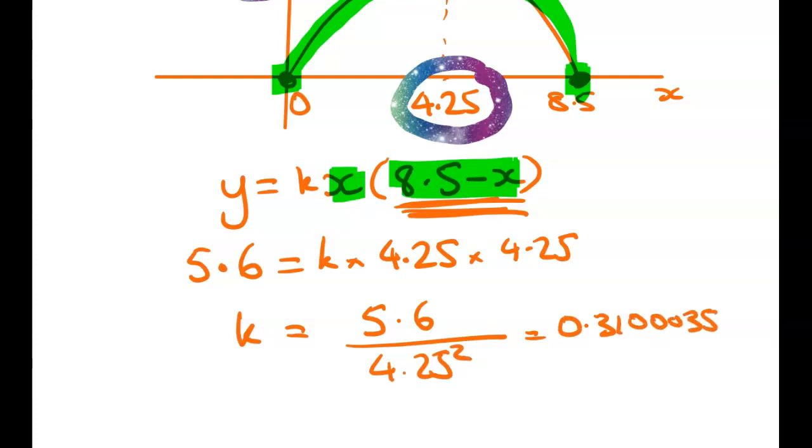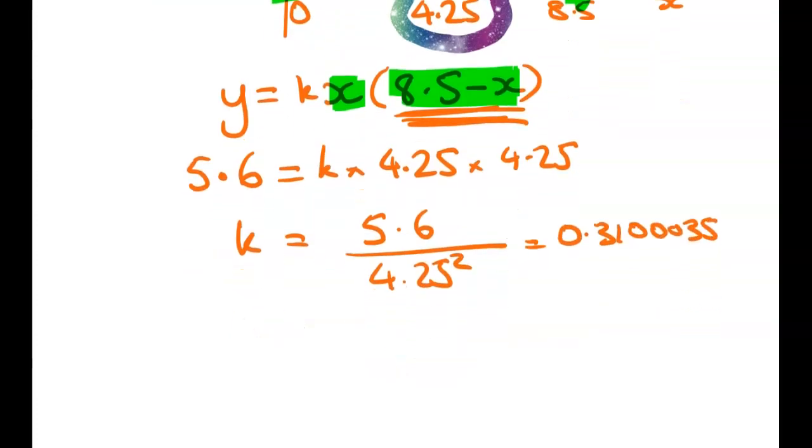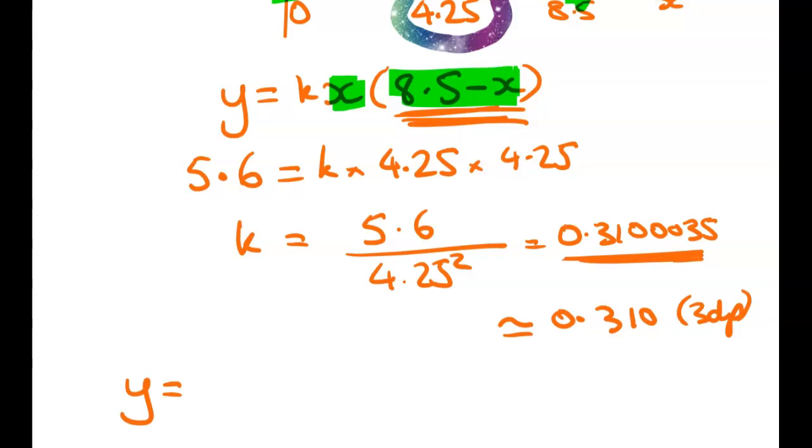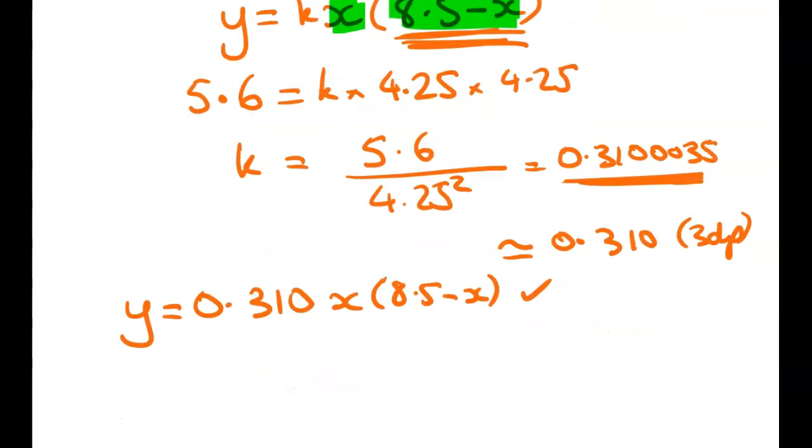0.3100035. Now, depending on what you were going to do with that archway, I would probably round that to 0.310 to 3 dp. I would write out the whole number first though. So that means that our equation is y equals 0.310x times 8.5 minus x. I'd give that a big tick.